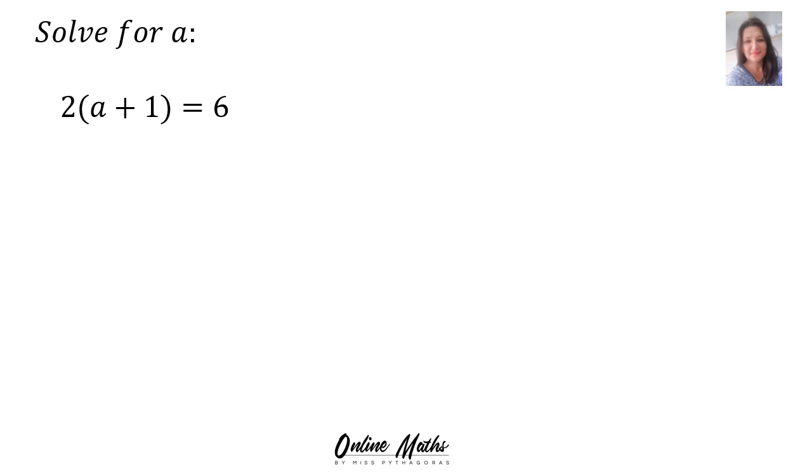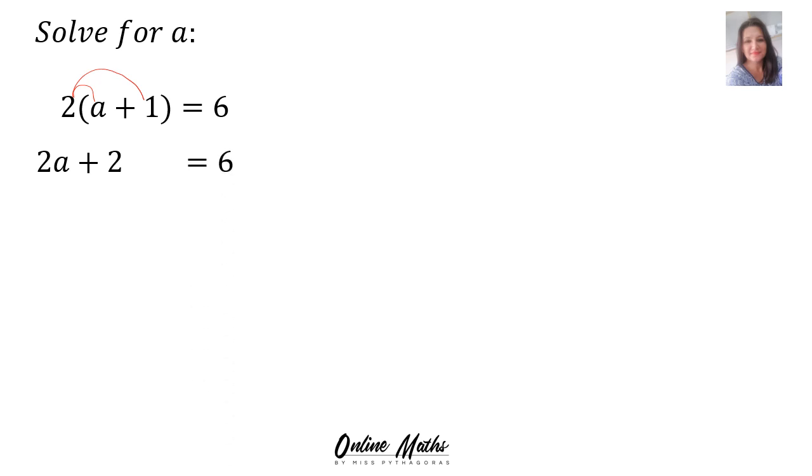Now when you look at your equation, suddenly you find 2 bracket a plus 1 close bracket is equal to 6. So your aim is to get rid of the bracket first. There's something we call the distributive property of multiplication that we dealt with earlier, where we multiply the 2 into both terms. That becomes 2a plus 2 is equal to 6.